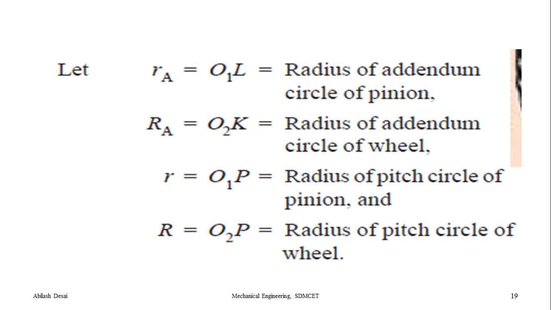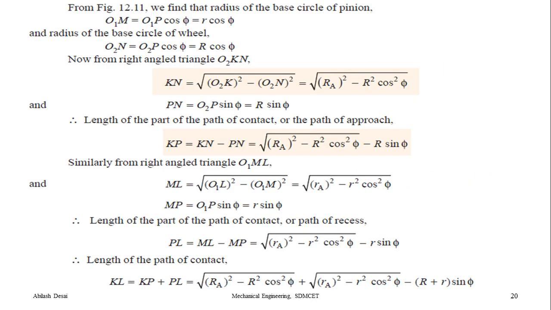So first, what I told now: small ra we take as the radius of the addendum circle of the pinion, and capital RA we take as the radius of the addendum circle of the wheel, and small r we take as the radius of the pitch circle of the pinion, and capital R we take as the radius of the pitch circle of the wheel. So these are the assumptions you have taken.